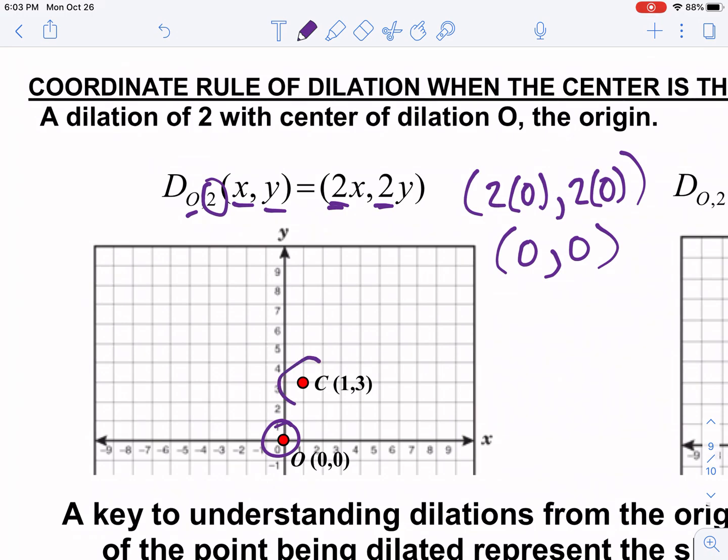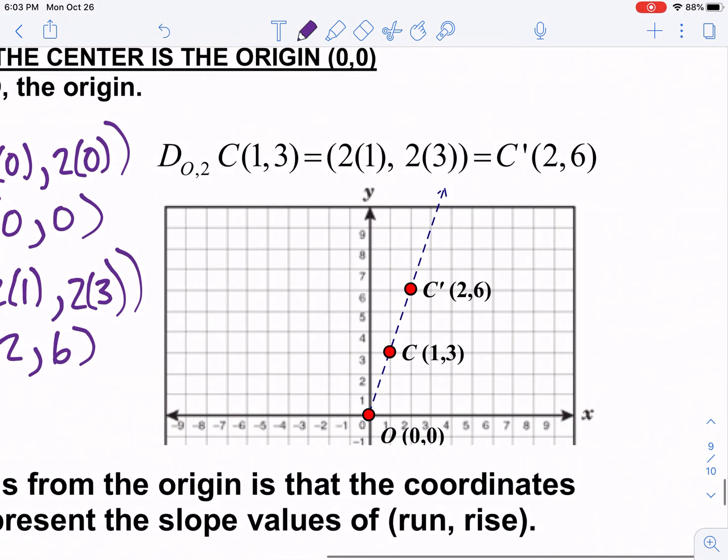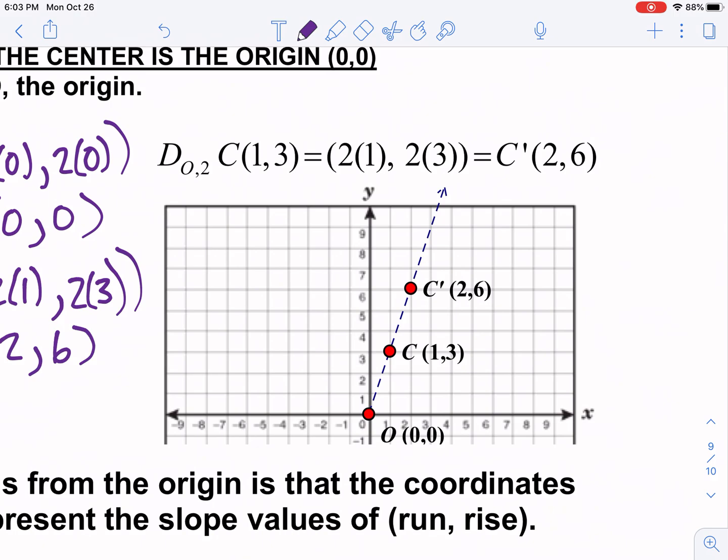However, they also give us a point C. We could plug that in. 2 times 1, and 2 times 3, that's what I'm plugging in. Then when we multiply that out, we get 2, 6. So when I dilate this point, 1, 3, it changes to 2, 6. Well, that makes sense. Everything doubled. 1 times 2 is 2. 3 times 2 is 6. So that doubles. Now notice it still connects, okay?